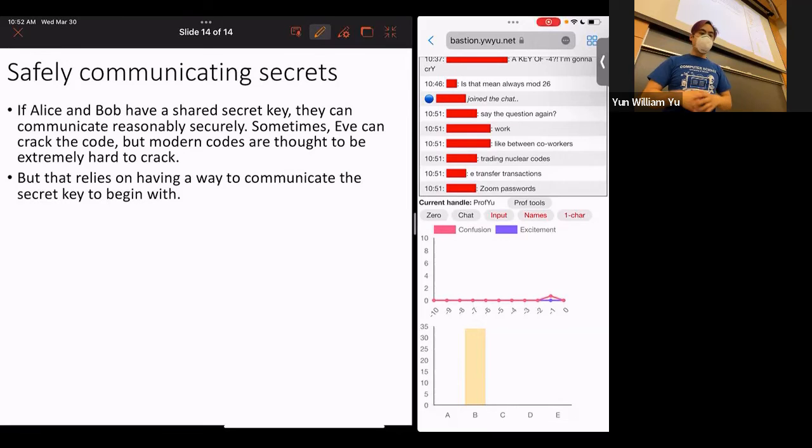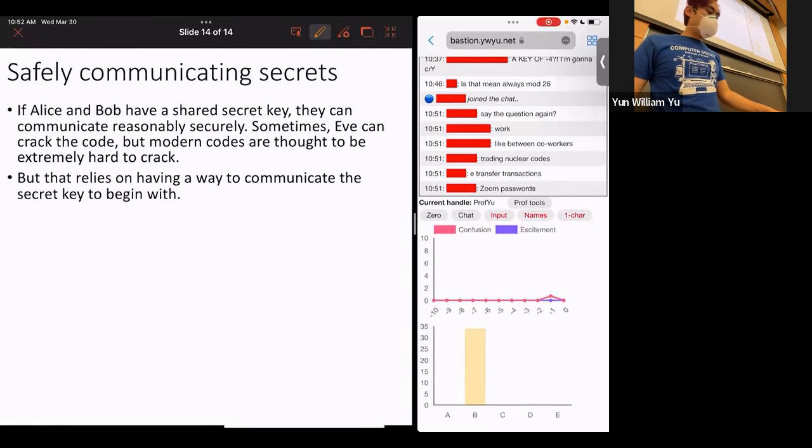Obviously, Zoom passwords. Yeah, that's another good one where you have two different media, where you're like, oh, I'm going to give you the Zoom password over the phone or by an email, and then presumably someone who's trying to Zoom bomb us won't know that password just from an outside URL.